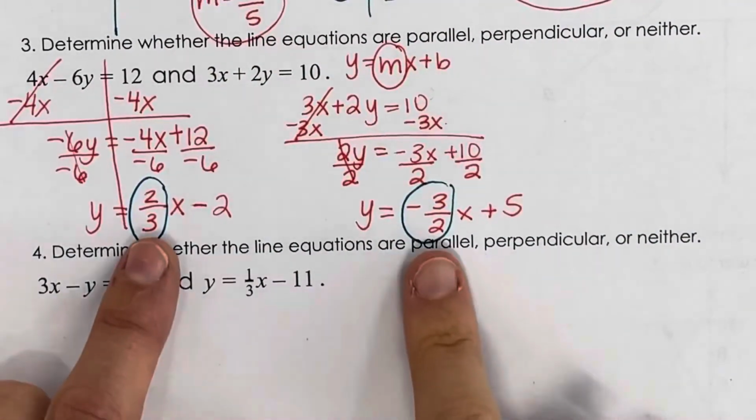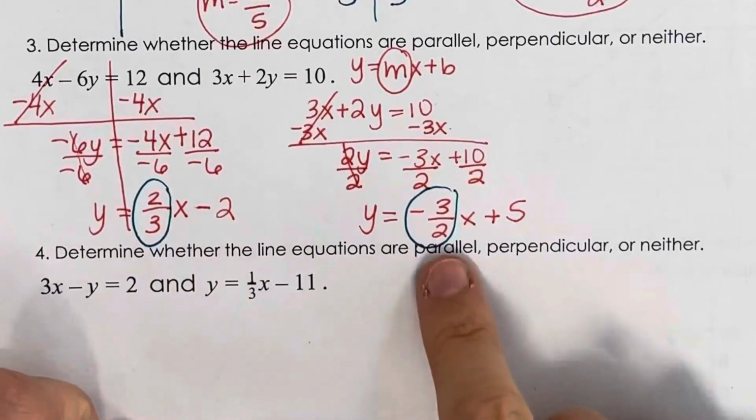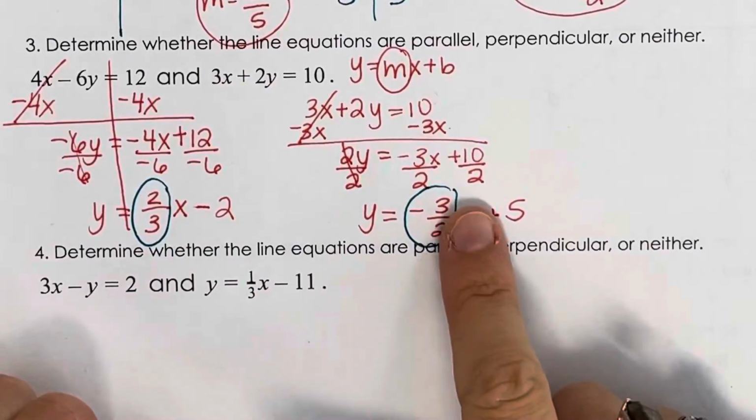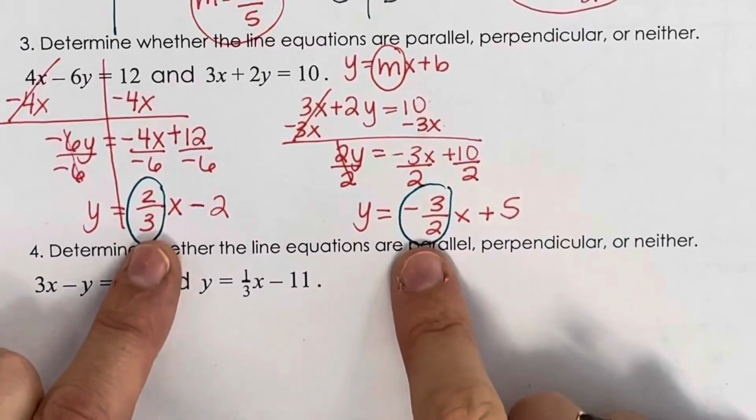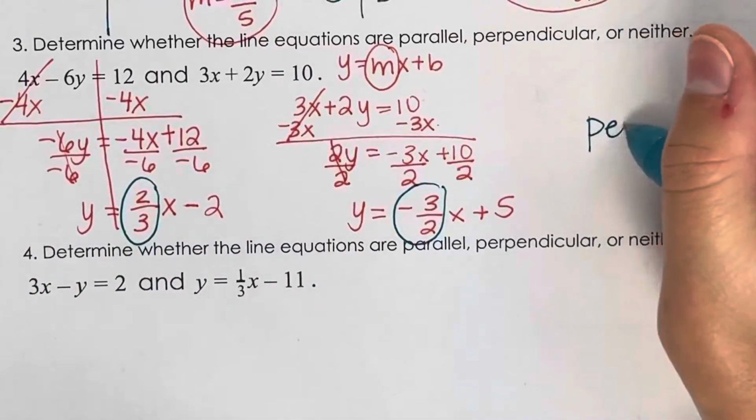Now, looking at those two slopes, this is 2 over 3. If I flip it and change the sign, I get -3 over 2. These are opposite reciprocals, so these are perpendicular.